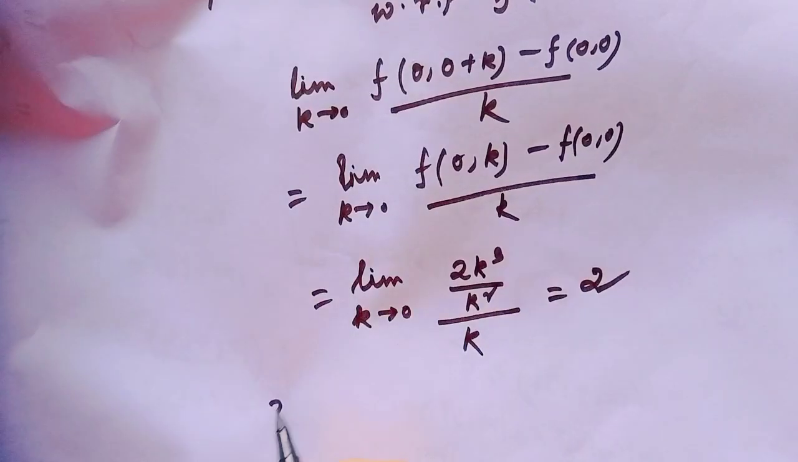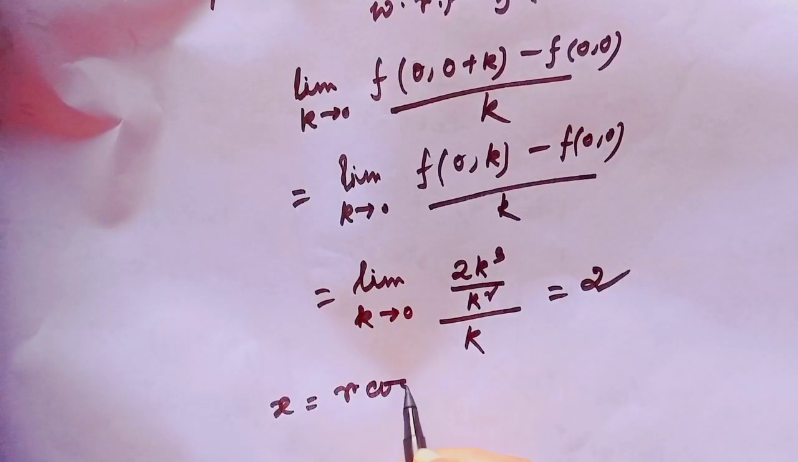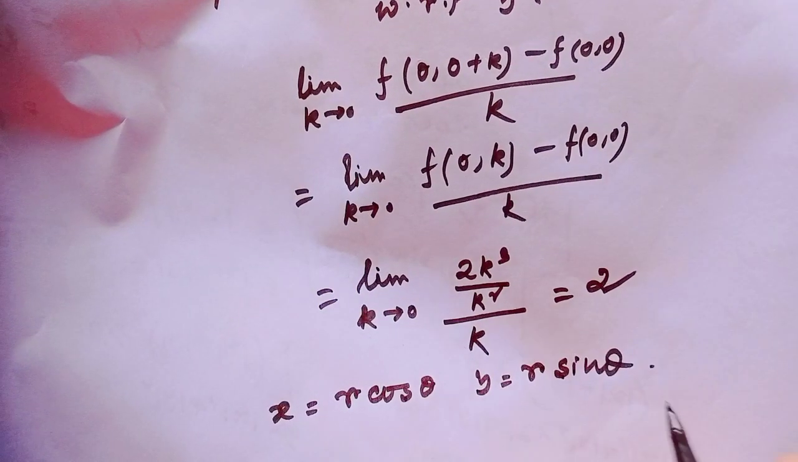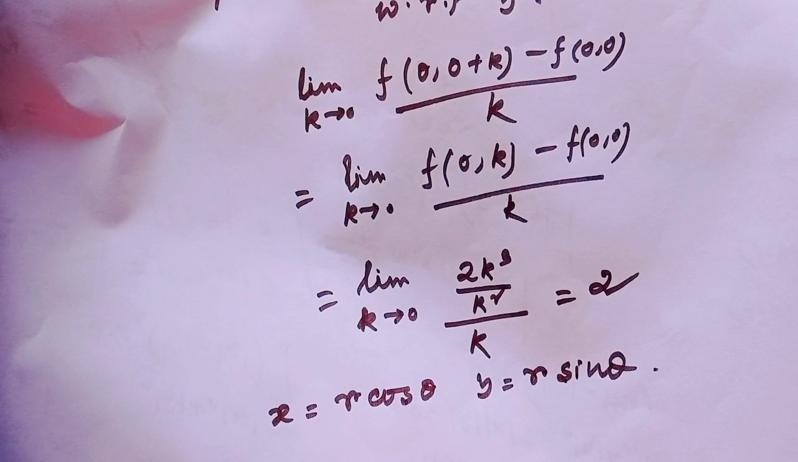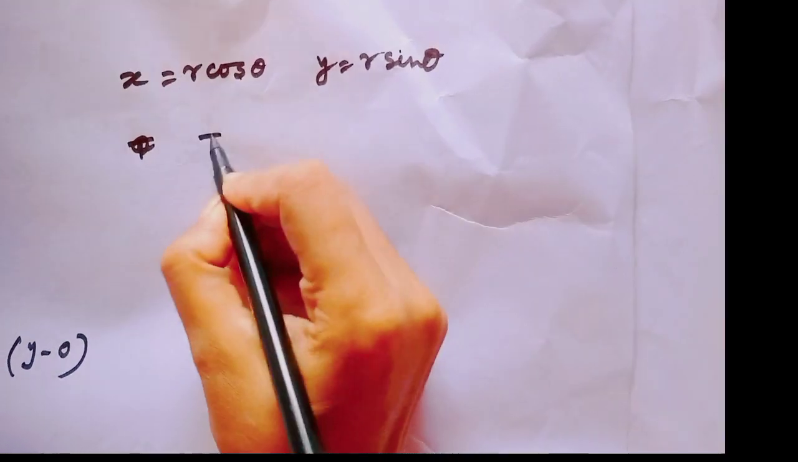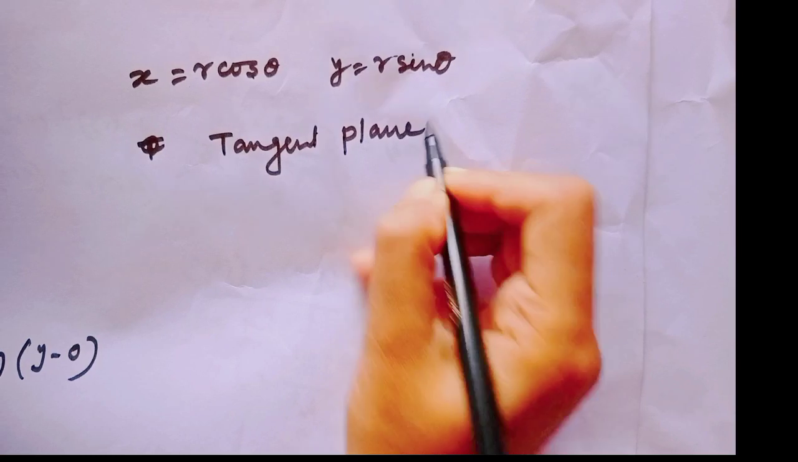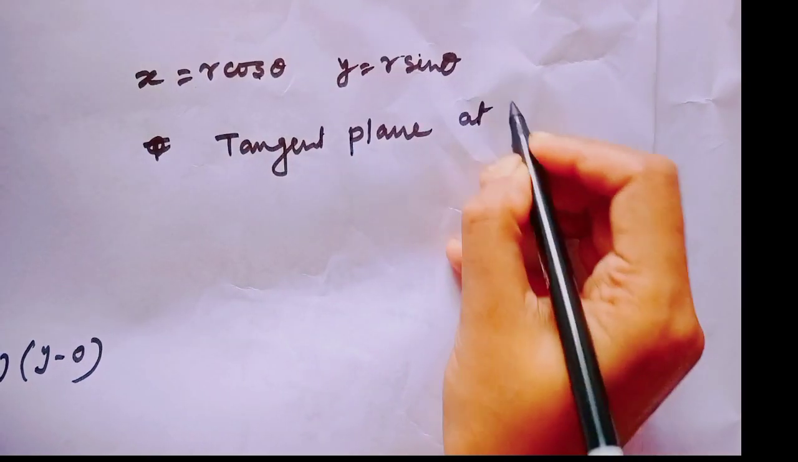If you put x equal to r cos theta and y equal to r sin theta, then this function would be always continuous. Let's take it on your own. I have proved this type of example in my previous video. Now let's check the differentiability at the point (0, 0). And for differentiability, we have to check the tangent plane at the point (0, 0).